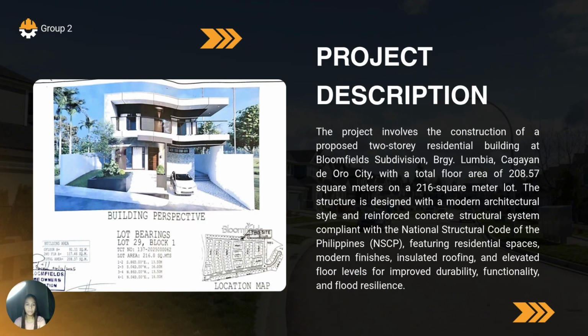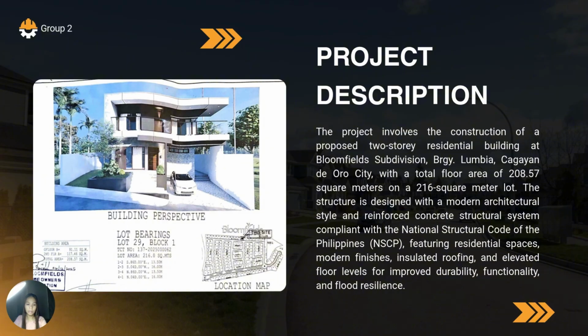For the project description, the project is located at Bloomfield Subdivision, Barangay Lumbia, Cagayan de Oro City. The residential structure has a total floor area of 208.57 square meters built on a 216 square meter lot. The design follows a modern architectural style using a reinforced concrete structural system.